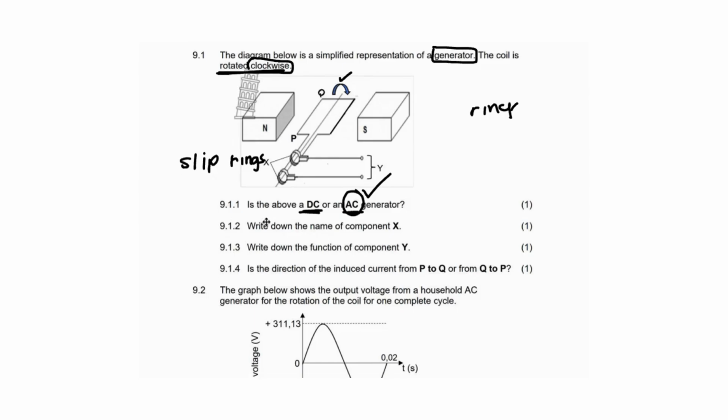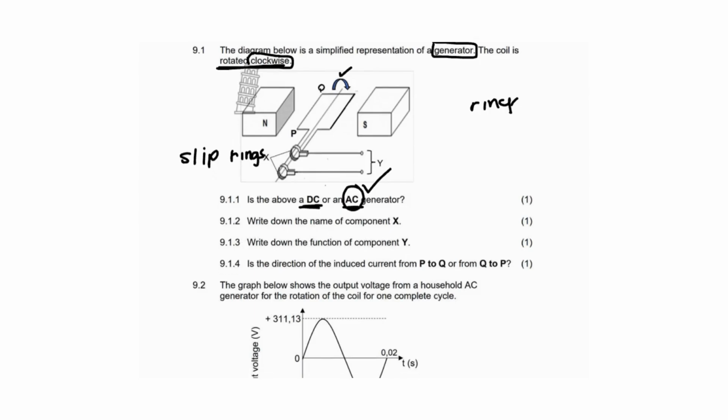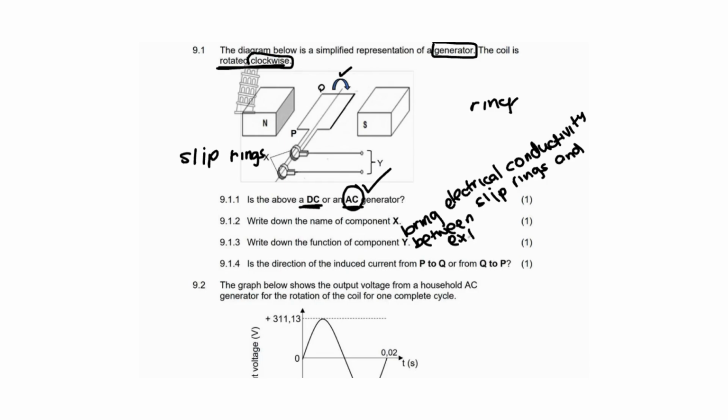And then write down the function of component Y. So component Y are these connected to the carbon brushes. The function of them is to provide electrical conductivity. They connect the rings to the circuit. Electrical conductivity between the slip rings and the external circuit.